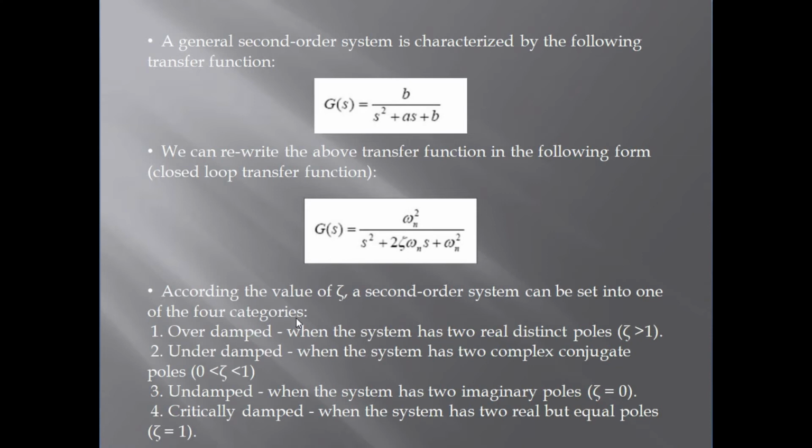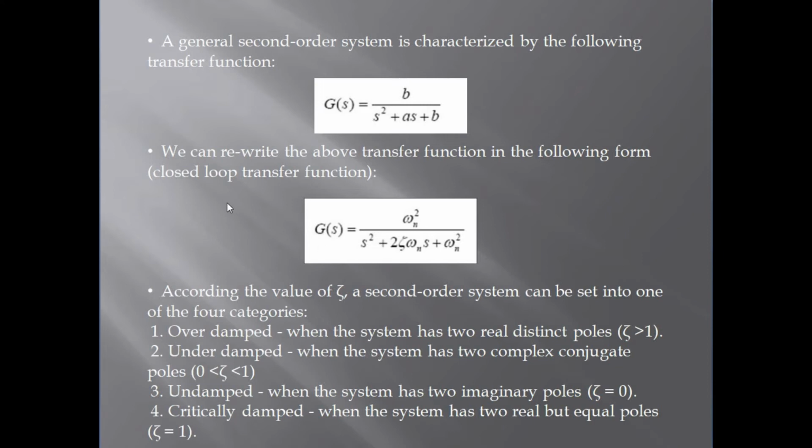According to the value of zeta, a second order system can be set into one of these four categories which is listed below. Overdamped system, when the system has two real distinct poles. That means whenever the value of zeta is greater than 1, it is said to be an overdamped system. And whenever the value of zeta lies between 0 and 1, that means greater than 0 and less than 1, it will be considered an underdamped system. That means the open loop response the system will show will be underdamped in nature. Undamped, when the system has two imaginary poles, that means the value of zeta is equal to 0. And critically damped is zeta equal to 1.